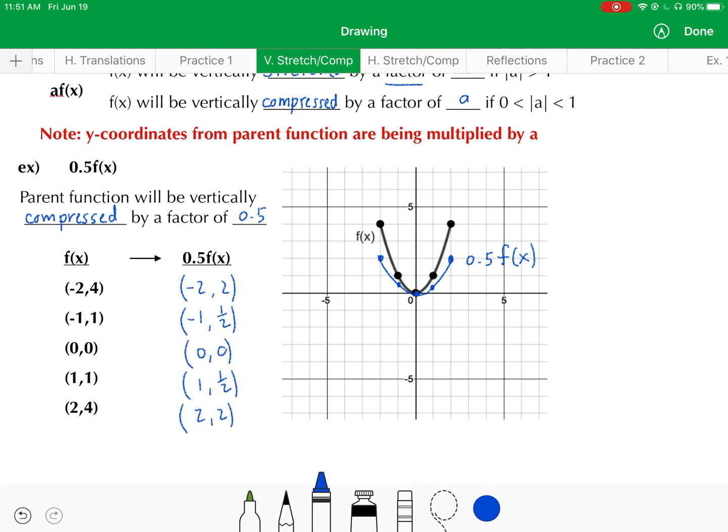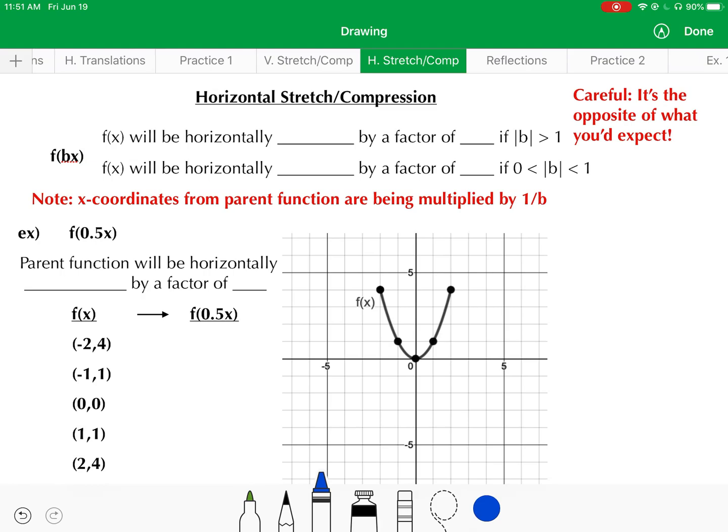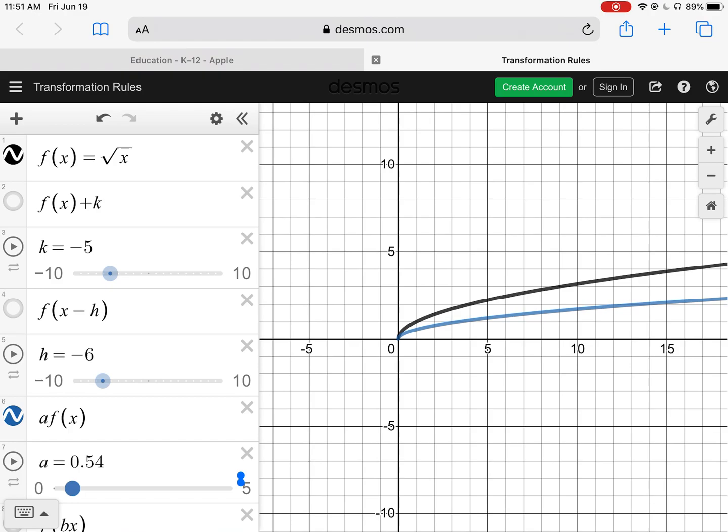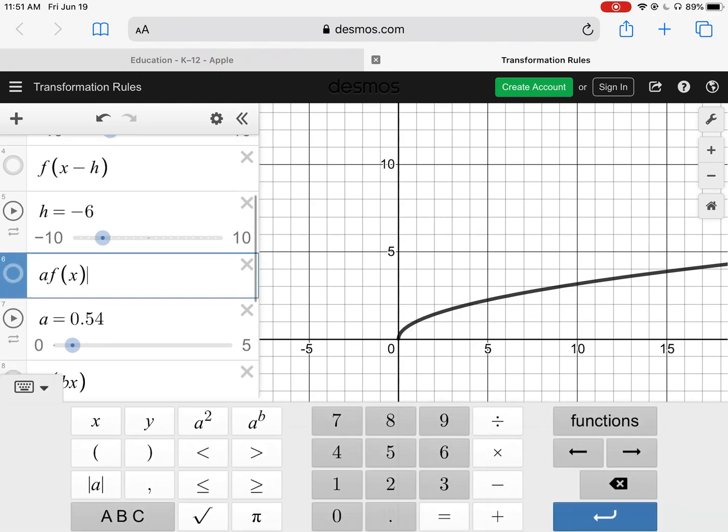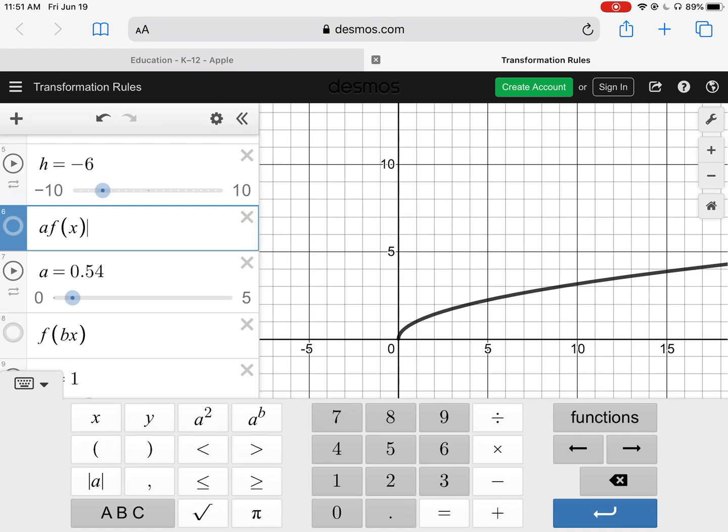Okay. All right, now we move on to horizontal stretches and compressions. And these are ones you really got to be careful on because just like the horizontal translations, things occur opposite of what you would expect based on what the function's equation looks like. Okay, so let's go back here. I'm going to go to box 8 now.